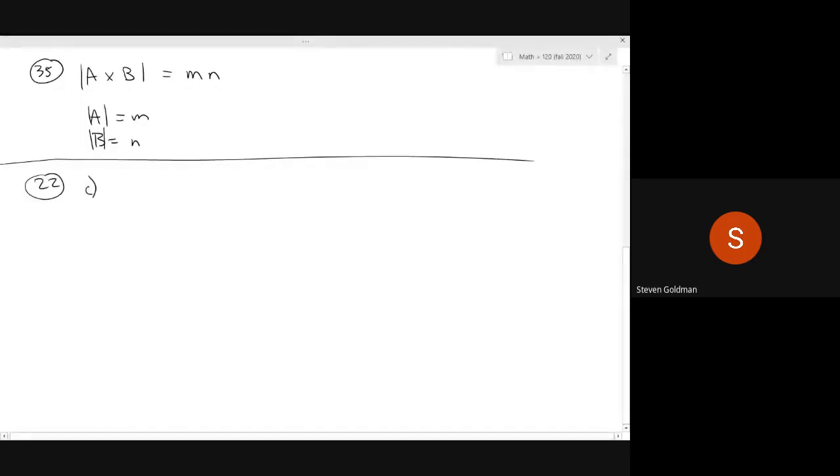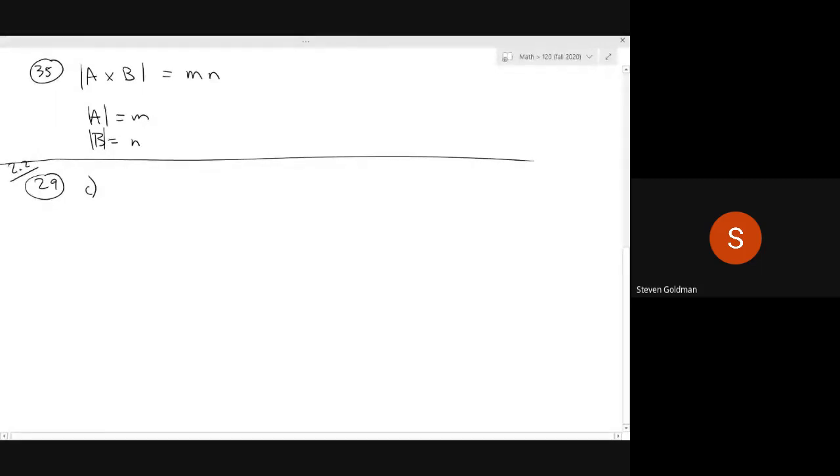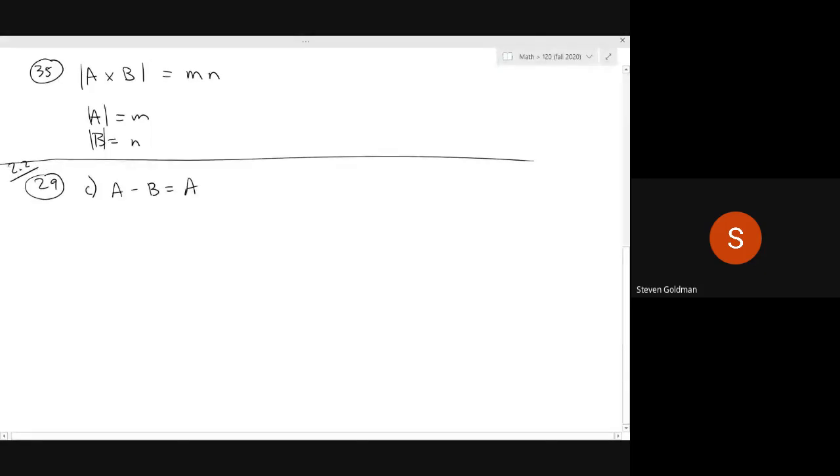Okay, so 29. What can you say about, in section 2.2, what can you say about the sets A and B if we know that in C you're told A minus B equals A? Okay. All right, well, what does A minus B mean?